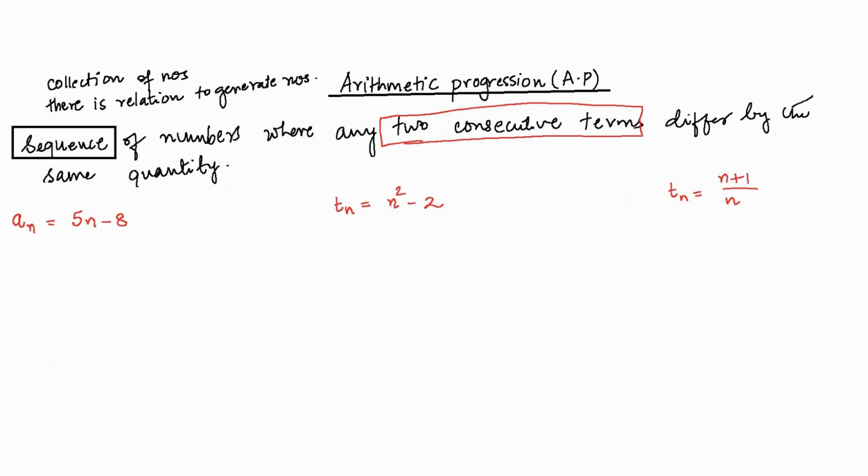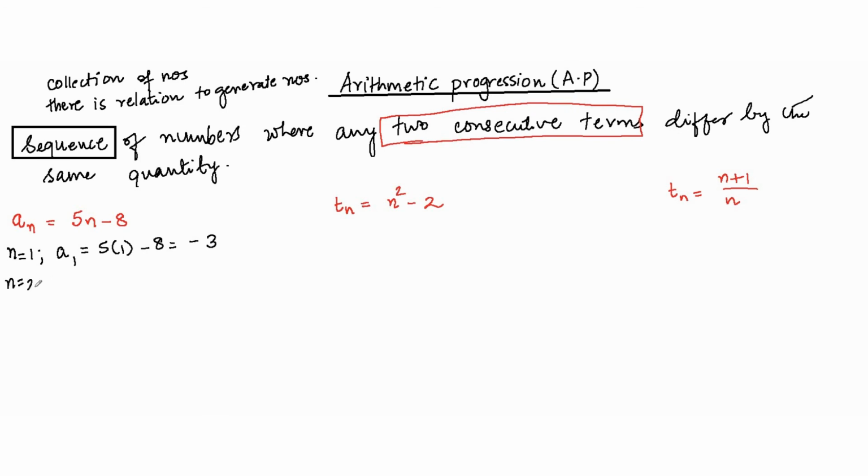So let us consider the following general terms. Let us find out the different terms of these sequences and then let's determine whether it's an AP or not. So the first general term is an is 5n minus 8. Okay, let's substitute n as 1. This will give me my first term. So a1, I'm substituting n as 1. So this becomes a1 is 5 times 1 minus 8, which is 5 minus 8 is minus 3.